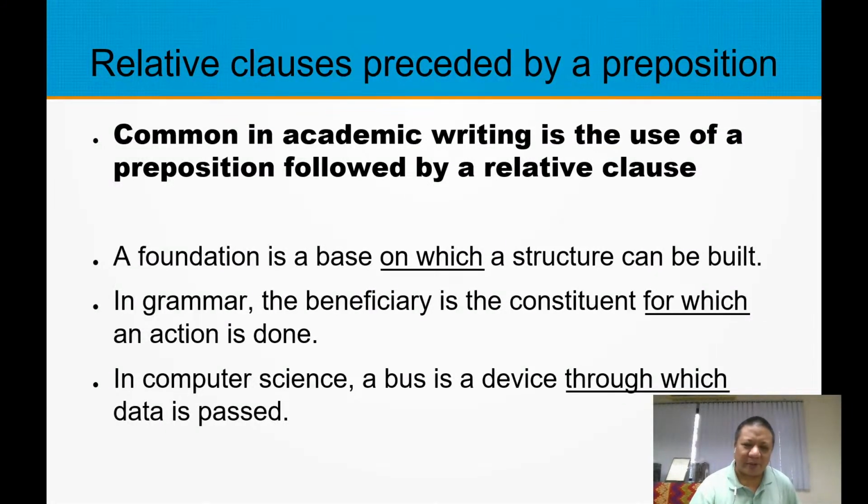In grammar, the beneficiary is the constituent for which an action is done. So in this sentence, for is the preposition, which is the relative clause. In computer science, a bus is a device through which data is passed. So through is the preposition, the relative clause is which.